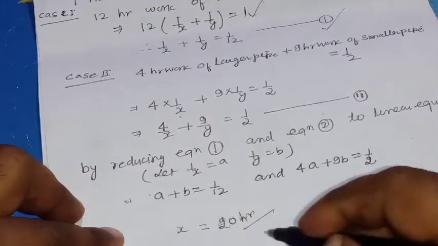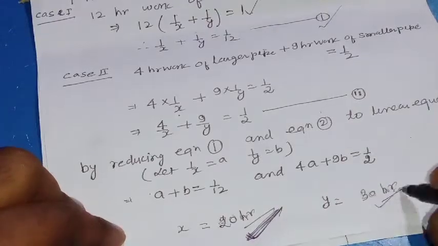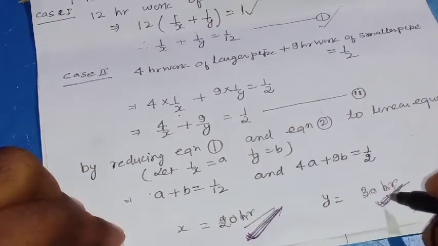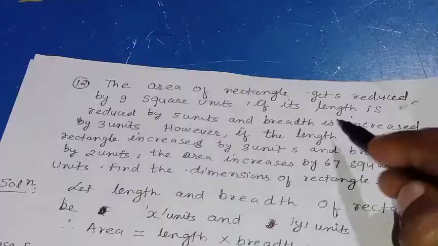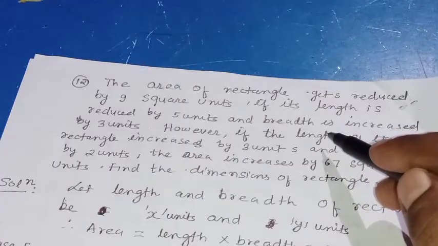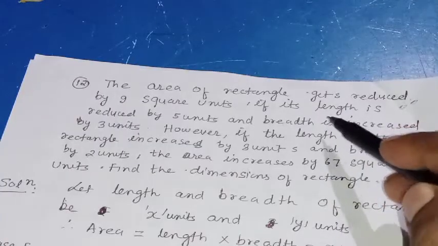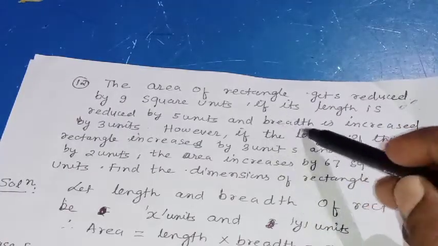So we can say that the pipe of larger diameter is filling the tank in how many hours? 20 hours, and the pipe of smaller diameter is filling in how many hours? 30 hours. Now the sum I'm going to discuss here, I'm finding from my many years of teaching career that most of the children get confused. So when I'm giving the explanation, please be very, very careful.